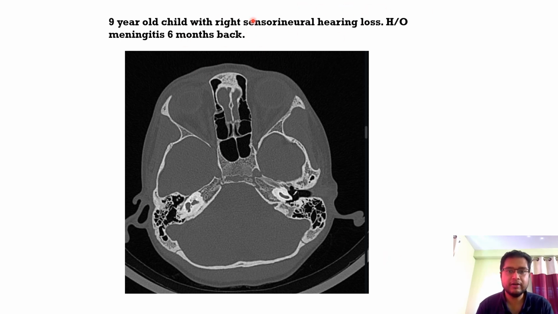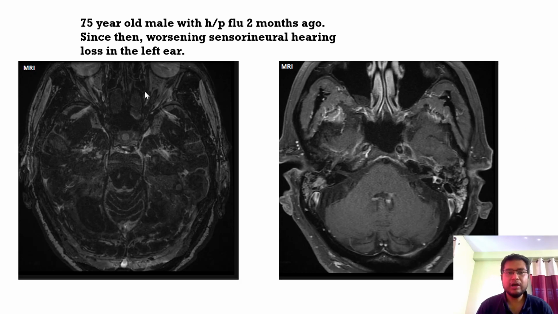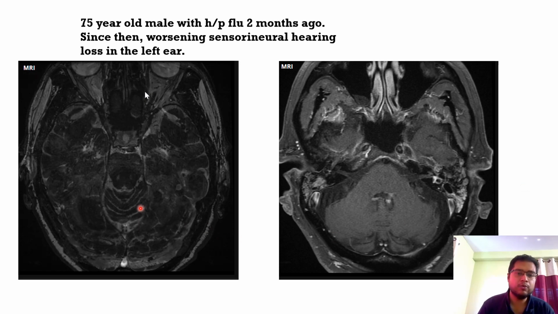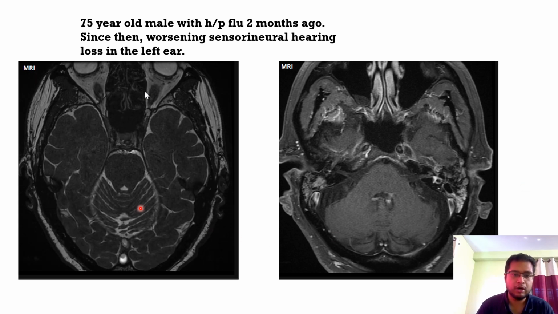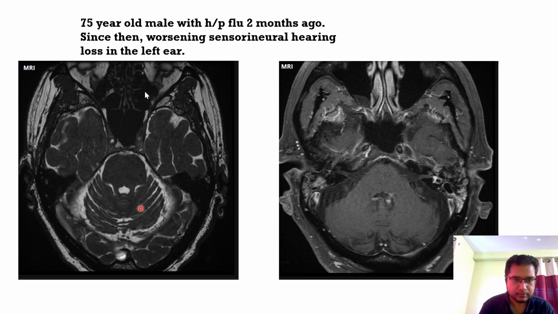So look at the history very carefully. The middle ear and the ossicles and the mastoid air cells are completely normal. Now coming to a companion case where a 75-year-old male presented with worsening sensory neural hearing loss on the left ear and has a history of flu 2 months ago. HRCT was completely normal in this case, and hence an MRI was actually done for this patient to look for inner ear pathology.